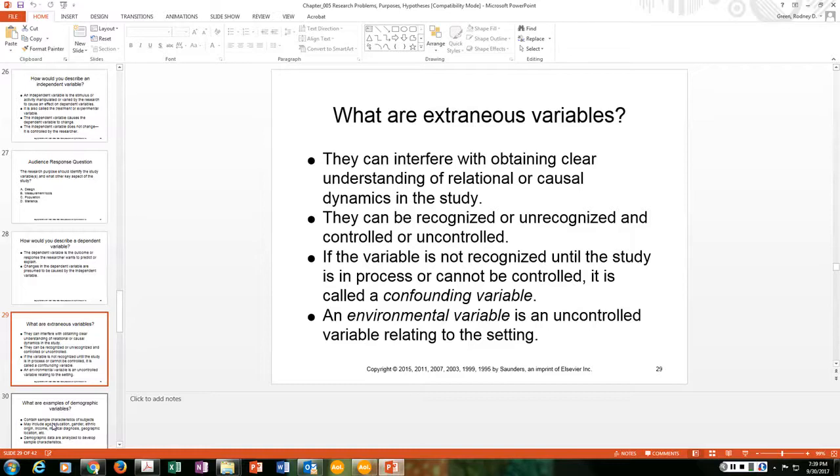One example might be subjects talking to one another as the study is going on. They may be influencing their thoughts and perceptions. An environmental variable is an uncontrolled variable relating to the setting. An environmental variable could be the temperature of the room, crowding in a room, noise in a room, family issues.